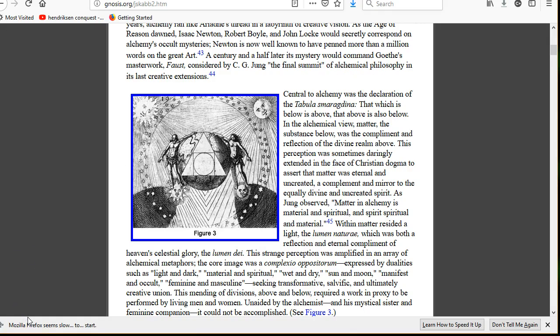So hold the phone a minute. You're telling me that Isaac Newton, Robert Boyle, and John Locke were all secretly corresponding on alchemy's occult mysteries. So just like I said yesterday concerning Hermeticism and its blend of science with magic, how it gave birth to certain ideas which today are popularly called science, it's so important to pay attention to the thread running throughout all of these occult disciplines that he's talking about, and what source they're all leading back to.